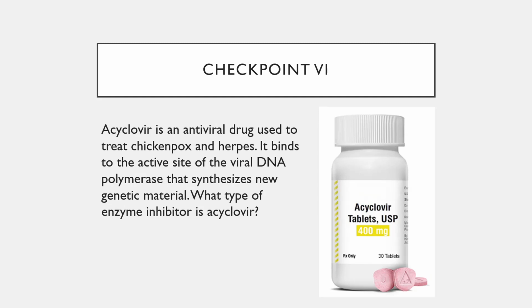Acyclovir is an antiviral drug that is used to treat chickenpox and herpes infections. The way that it works is by binding to the active site of the viral DNA polymerase enzyme that is responsible for synthesizing new genetic material for future viruses. So I want you to tell me, what type of enzyme inhibitor is acyclovir? Is it a competitive or non-competitive enzyme inhibitor?